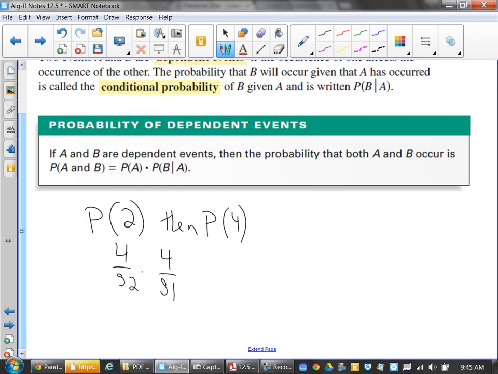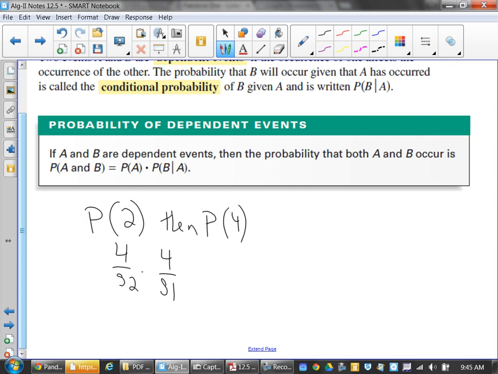So B given A is basically just saying you don't replace the last thing. You see it a lot of times written as without replacement or with replacement. With replacement, the probability of getting a 2 would be 4 out of 52. I put it back in the deck, and the probability of getting a 4 didn't change because the card is going back into the deck. These are dependent because something changed.